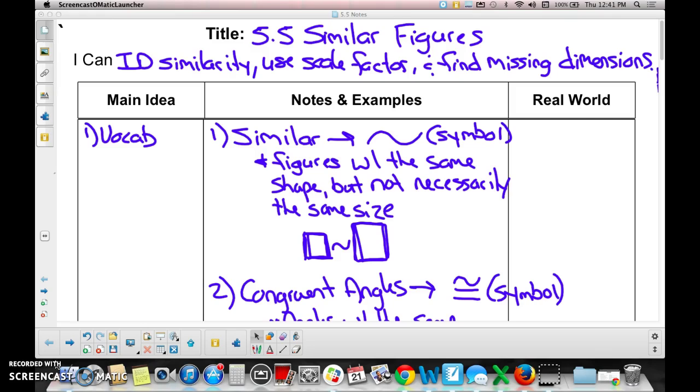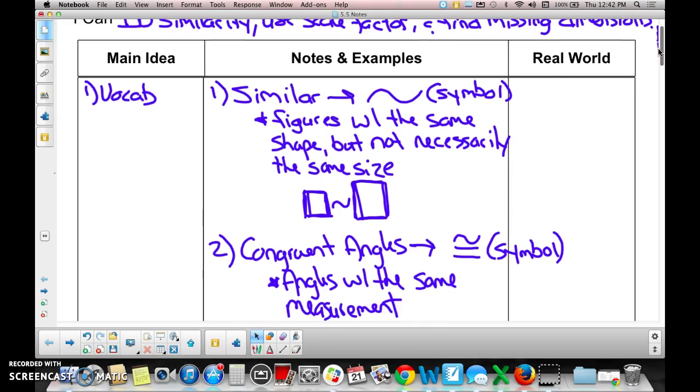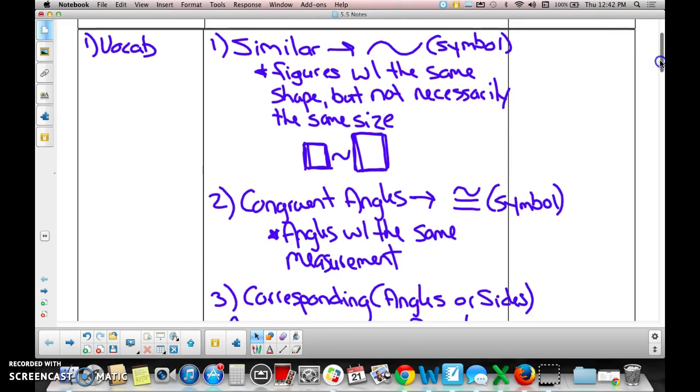I can identify similarity, use scale factor, and find missing dimensions. So all of these notes contain information on how to figure out similarity, use scale factor, which is the very end, and then calculate missing dimensions. Lots of vocab words, very, very key.